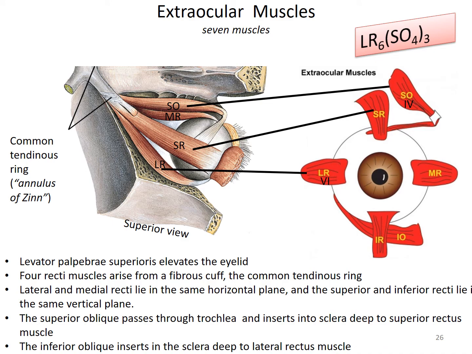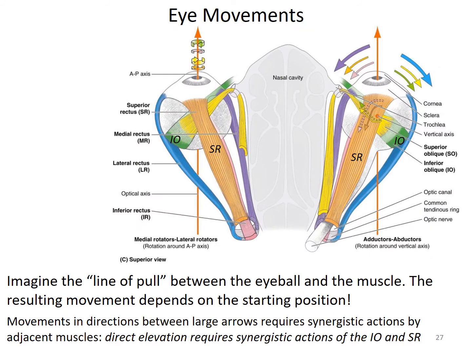The mnemonic device we can use for the innervation of the extraocular muscles is LR6, lateral rectus, cranial nerve 6, SO4, superior oblique, cranial nerve 4, and everything else 3, oculomotor nerve. Imagine the line of pull between the eyeball and the muscles. The resulting movement depends on the starting position.